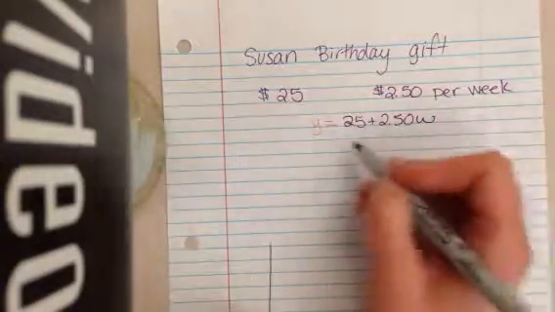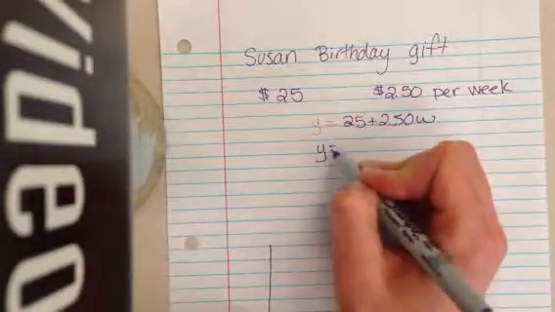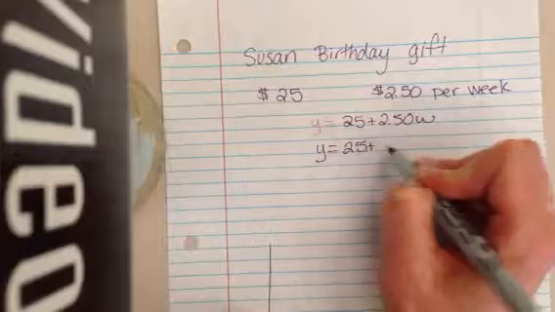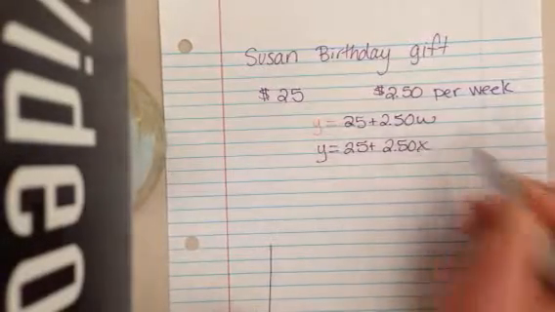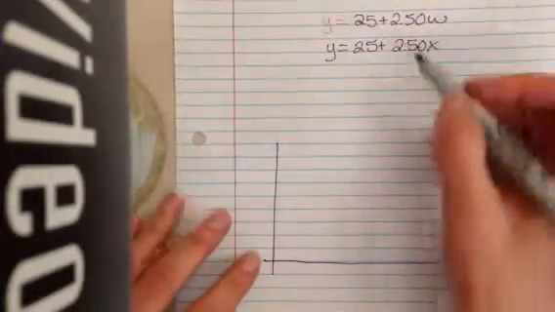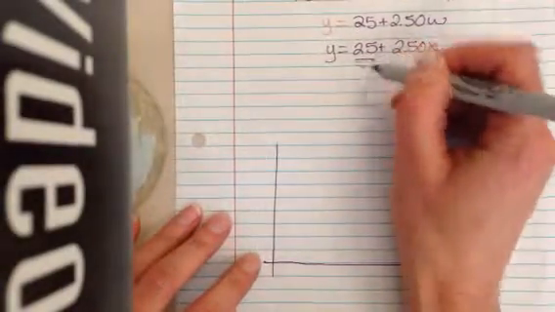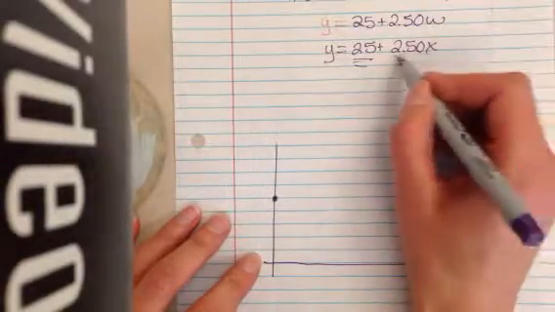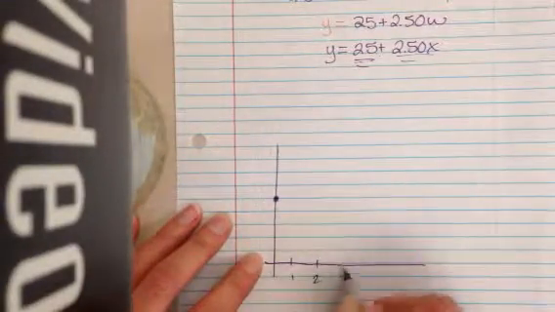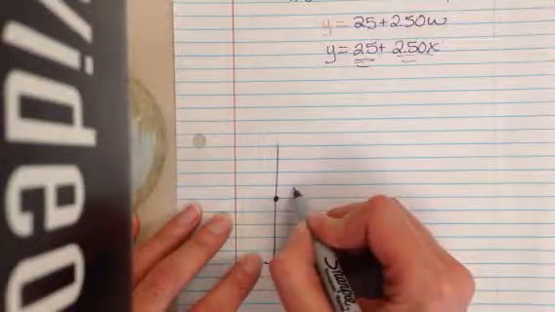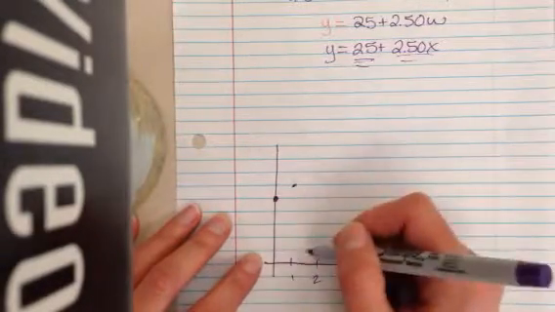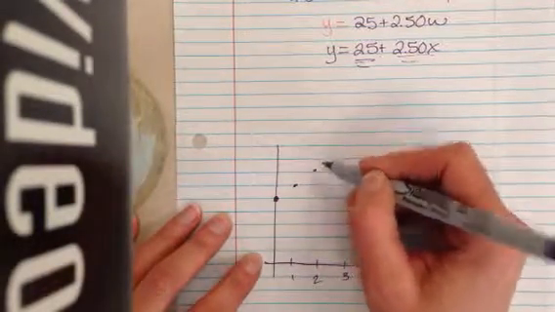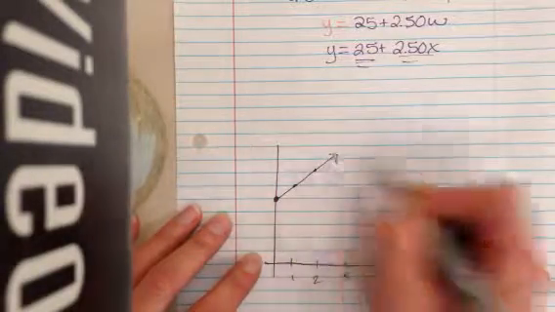And then what we did in terms of changing this for our calculators, we changed that to y equals 25 plus 250x. So when we graph this situation, 25 is where we started. So we started at 25, and then each week we went up $2.50. And we had a graph that looked like this.